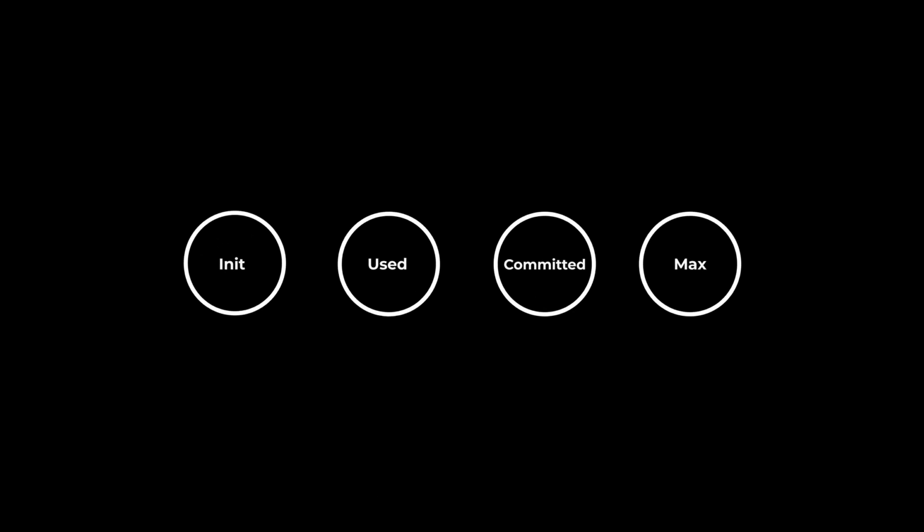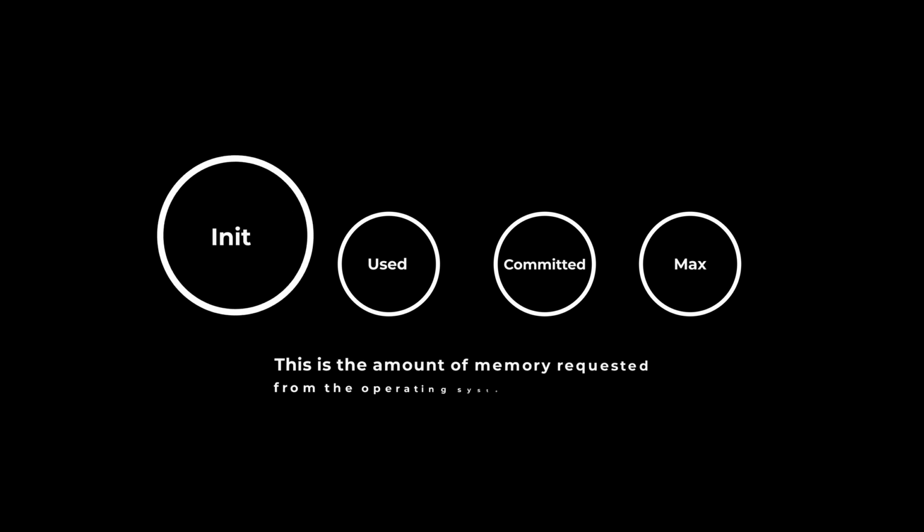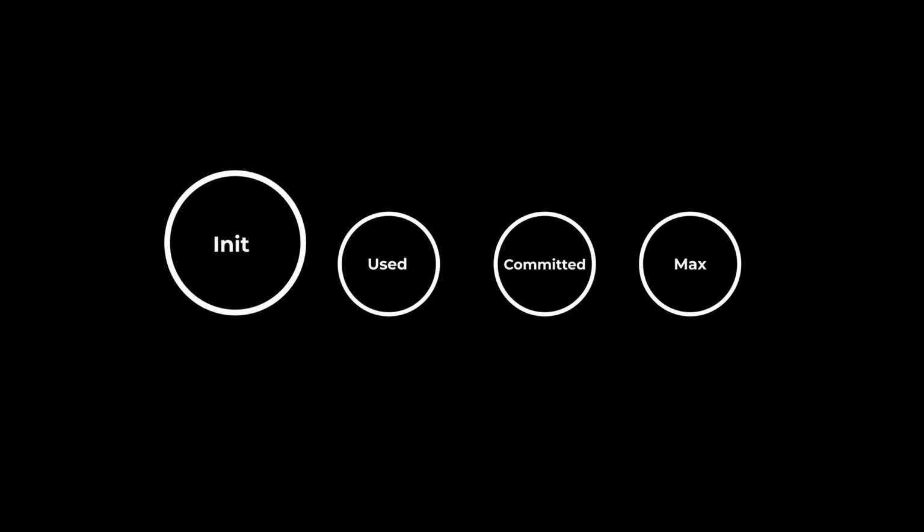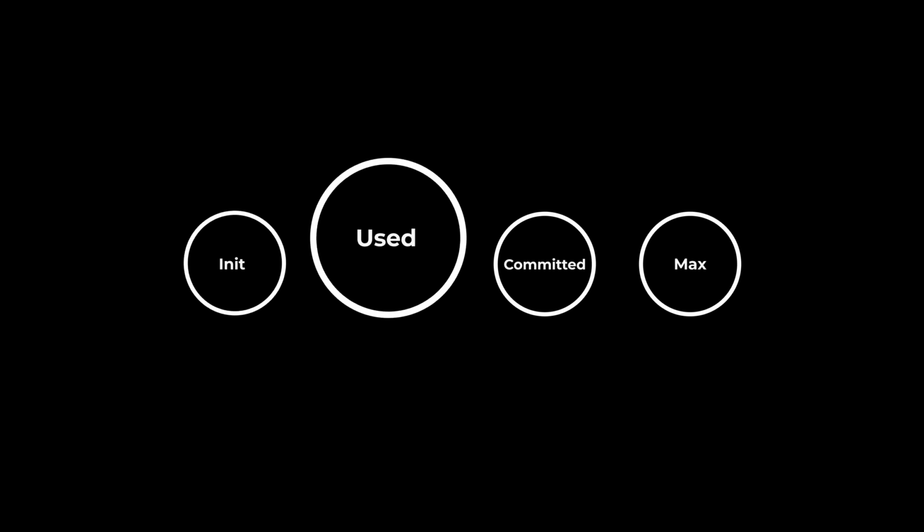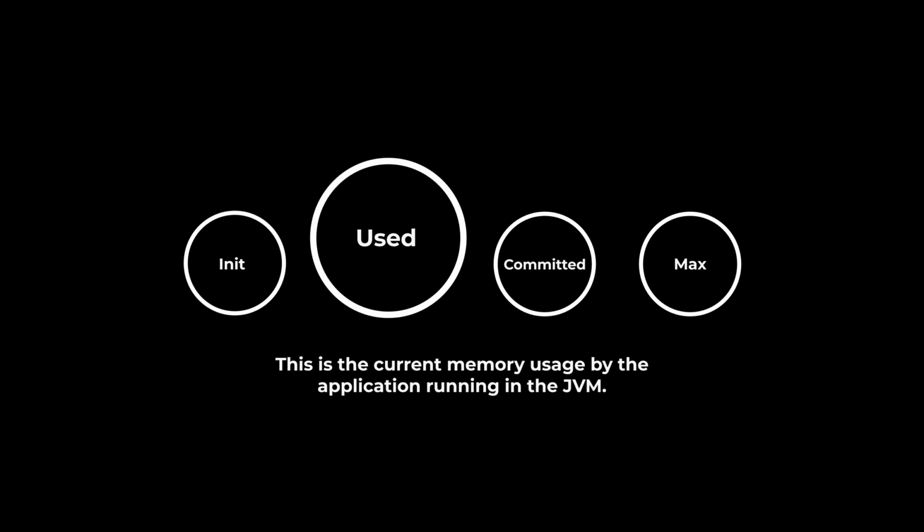The heap memory section is subdivided into additional sections. Let's talk about them. The first one is init. This is the amount of memory requested from the operating system by the JVM at startup. This coincides with the JVM XMS setting. The second one is used. This is the current memory usage by the application running in the JVM.